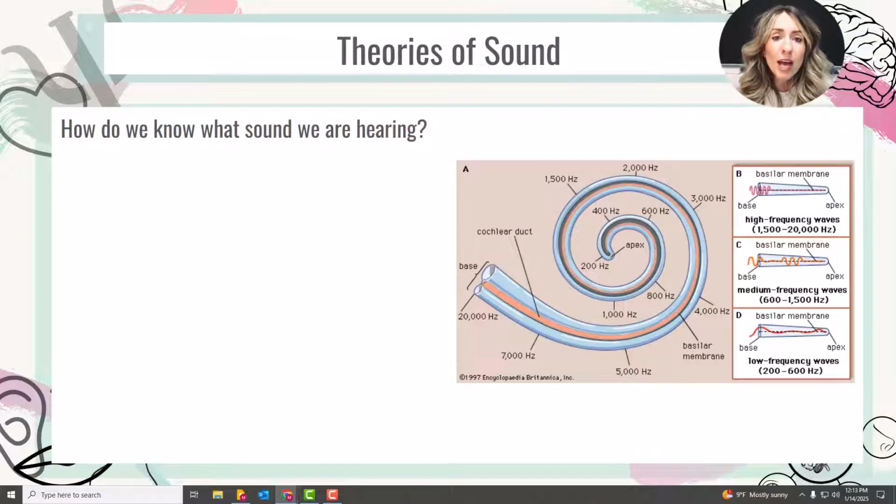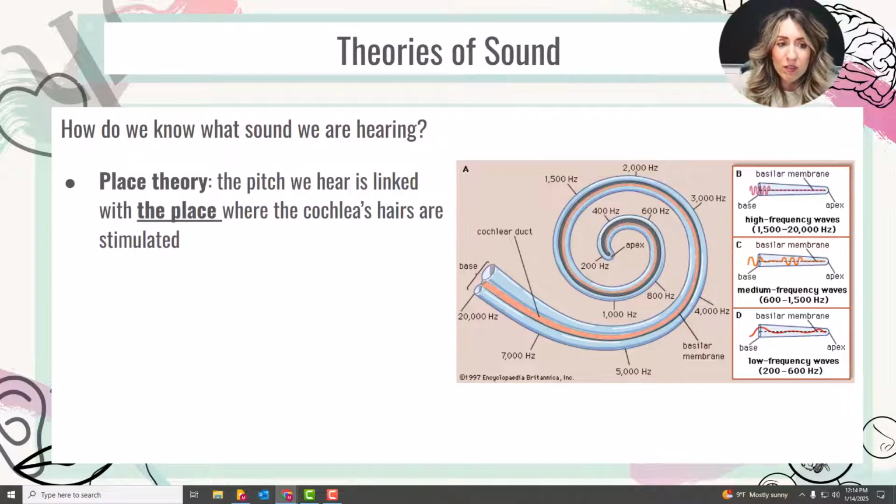Okay, so a little bit more now on the theories of sound. We talked about how the transduction works, but how does your brain actually know what sound you're hearing? Like, how does your brain know if it's a high pitch or a low pitch? How does your brain know if it's a clarinet or an oboe or a trombone or whatever, right? How does your brain kind of organize and understand the sounds?